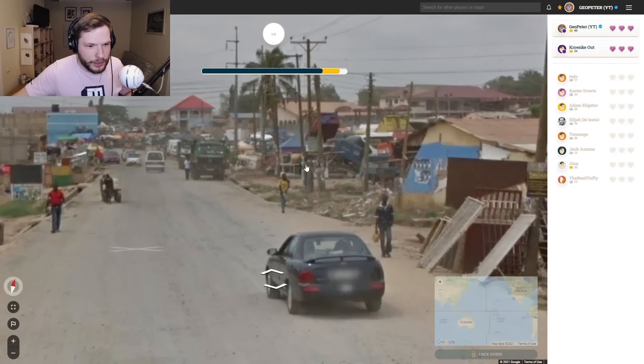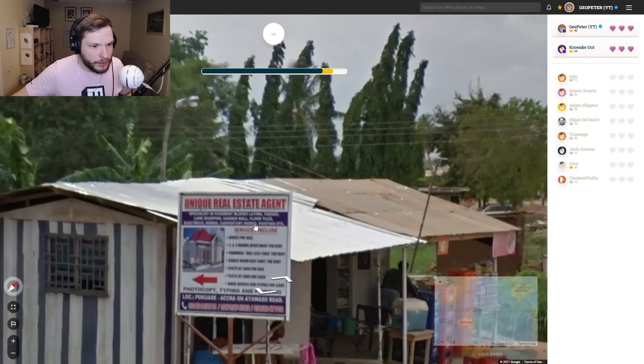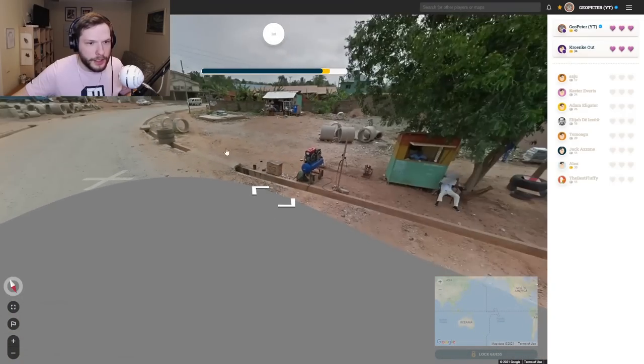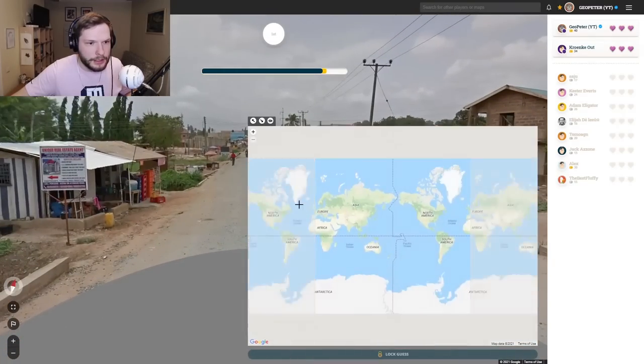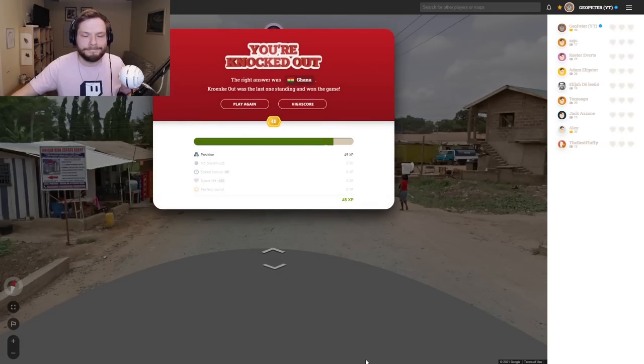These poles, no. Oh god. Unique real estate. Is this Nigeria? We're doing on the right side. Ghana or Nigeria? Let's go Nigeria. It was Ghana. I'm so mad.